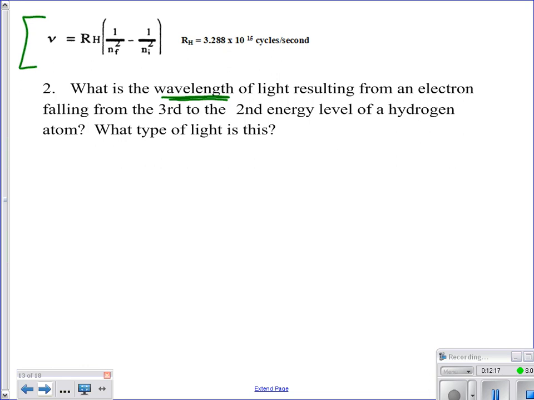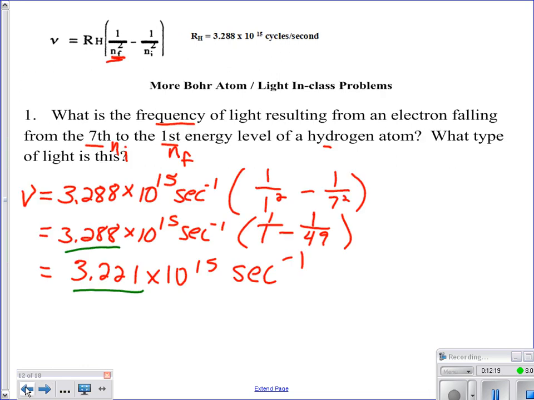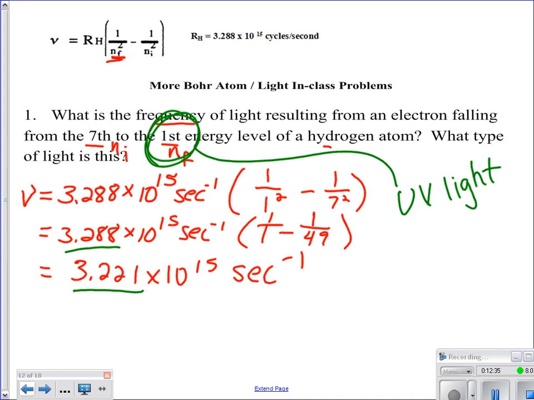Ooh, I skipped something. Going back to this one, I didn't answer this part. It says, what type of light is this? How do you know it's UV? The 1st energy level, yay. So we look at this, and this tells us if it drops down to the 1st energy level, then UV light is being emitted. Yes?